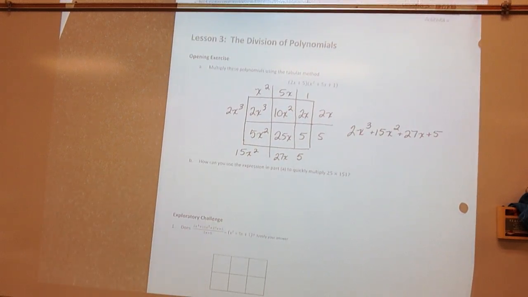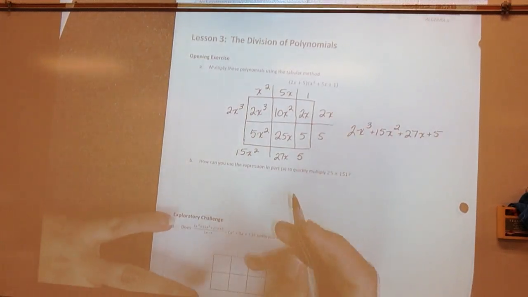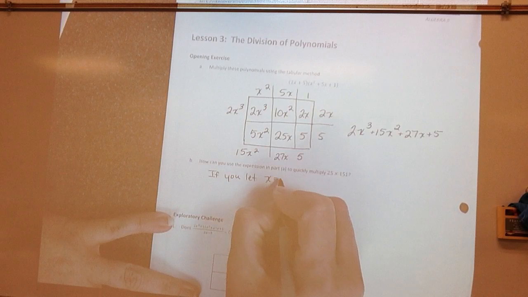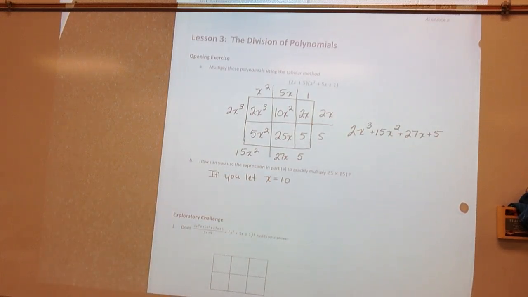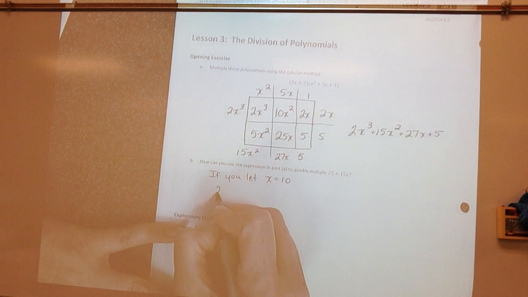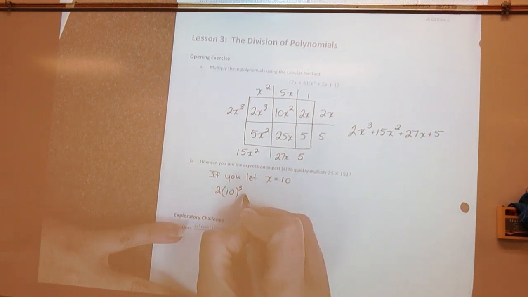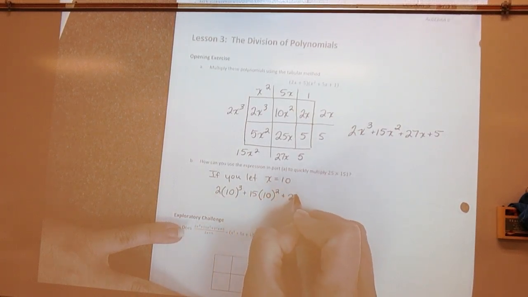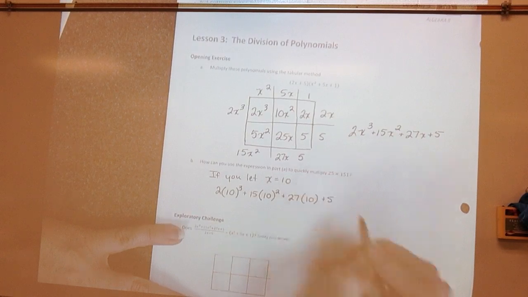How can you use the expression in part A to quickly multiply 25 times 151? Well, you can let x equal 10, and then figure out the product. Okay, so if I let x equal 10, that would be 2 times 10 cubed plus 15 times 10 squared plus 27 times 10 plus 5.